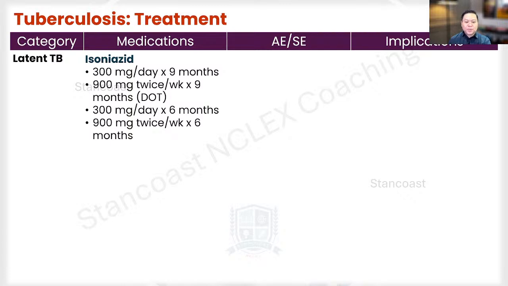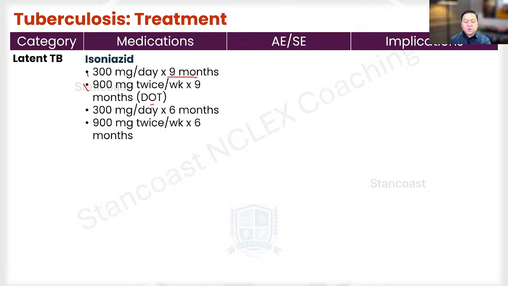So there's that 300 milligrams per day for 9 months therapy. There's also the 900 milligrams twice per week, and this is going to be taken for 9 months, and this is going to be done with direct observation therapy. It simply means that the patient has to be observed when they take the anti-tubercular medication. That's what it means, DOT, direct observation therapy.